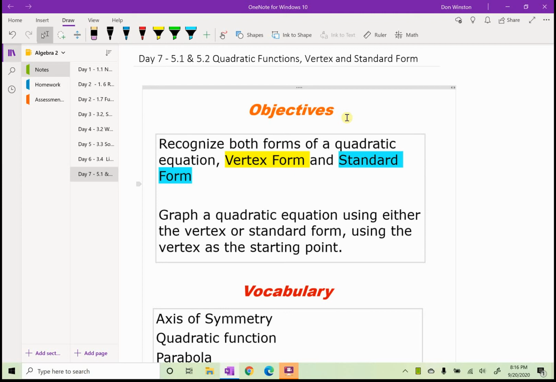So our objective today is to recognize both forms of a quadratic equation, the vertex form and the standard form. And we'll see what that is. And then we'll have to graph quadratic equations using either the vertex or standard form. And we'll also be using the vertex as the starting point. So in either case, we will have to use the vertex as the starting point. And you'll see what I mean.